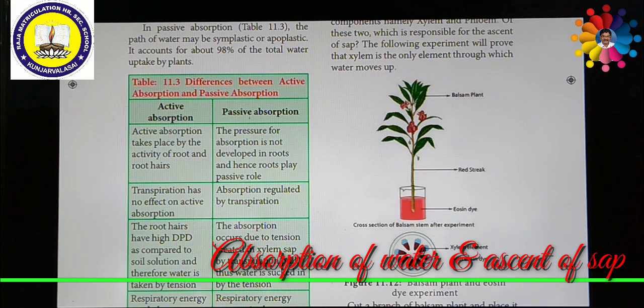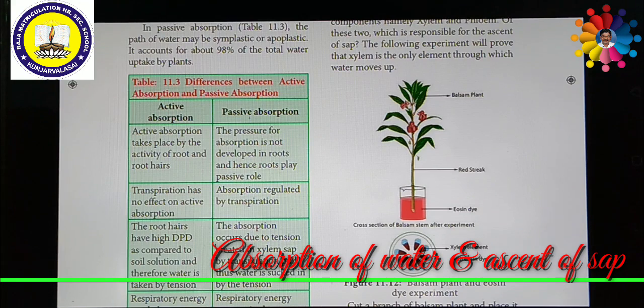Stephen Hales, the father of plant physiology, observed this phenomenon and coined the term root pressure. And Stocking, another scientist, defined root pressure as a pressure developing in the tracheary elements of the xylem, as a result of the metabolic activity of the roots. But even this theory fails because of some objections.